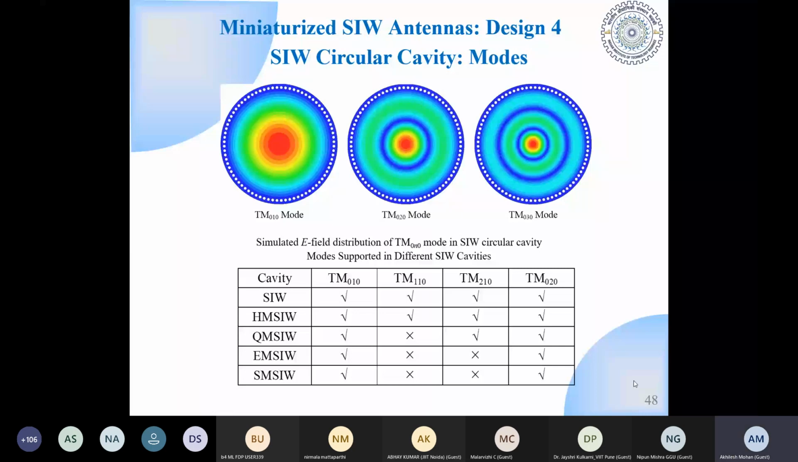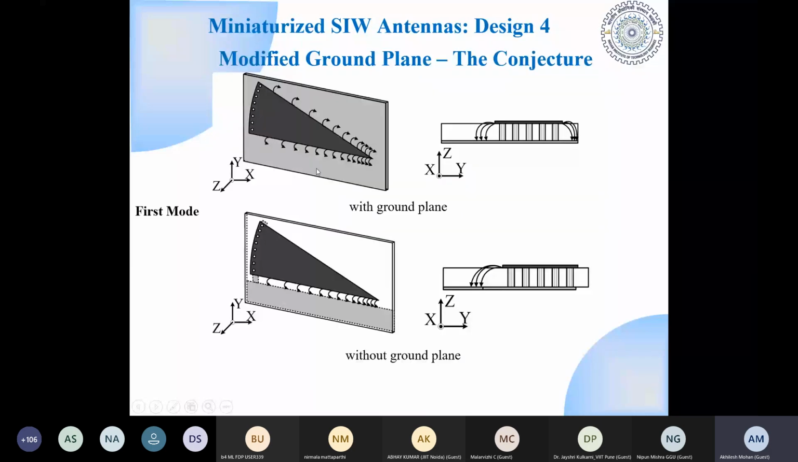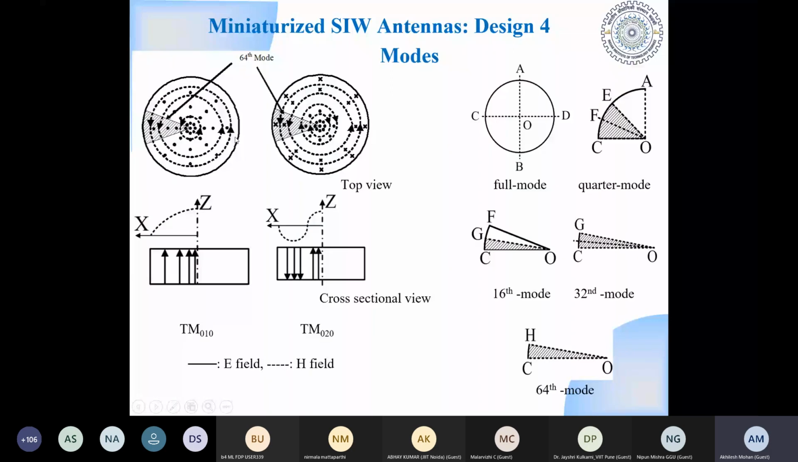Okay, now, another mode is TM10, which will not be supported, and TM210 will also not be supported. Now, depending upon the field, so what we have decided, okay, you can see the fields for the 010 and 020 modes. It has the maximum at the center, and at the periphery it will have zero.